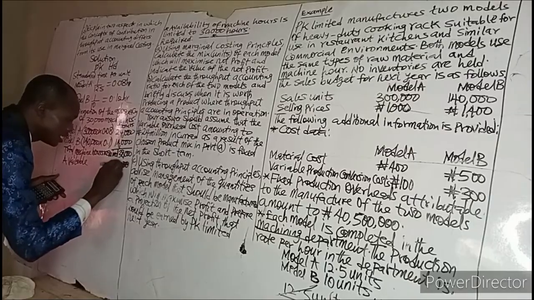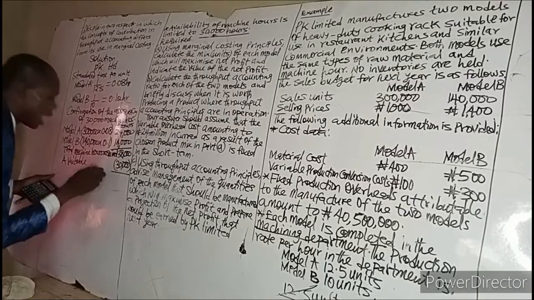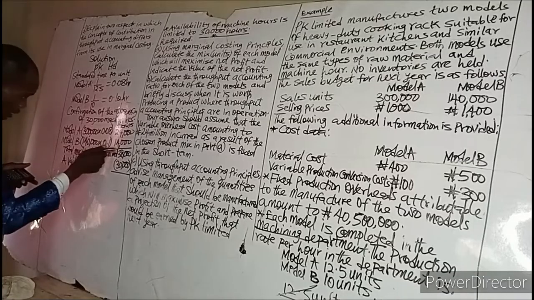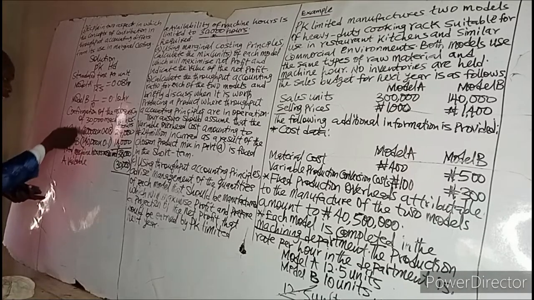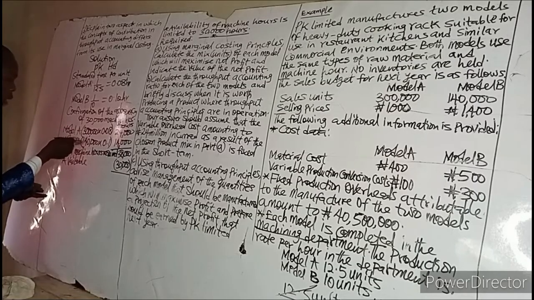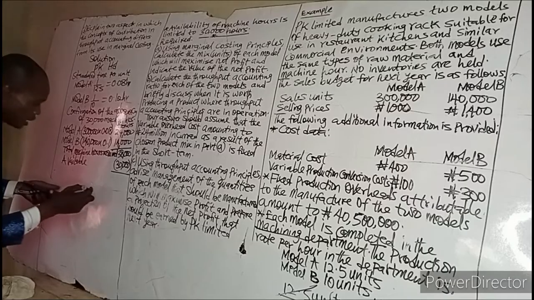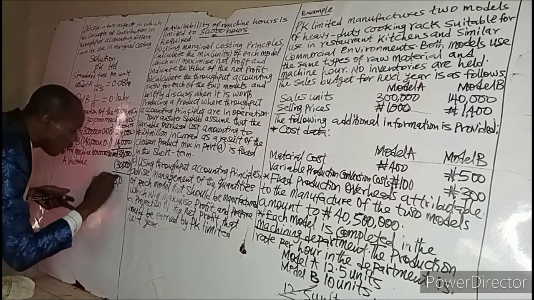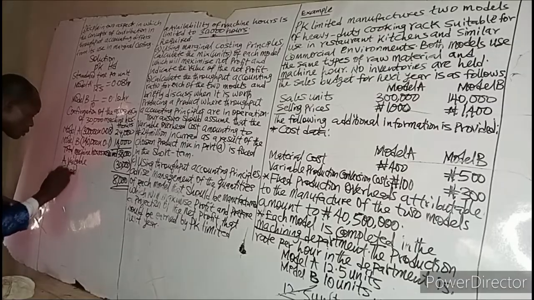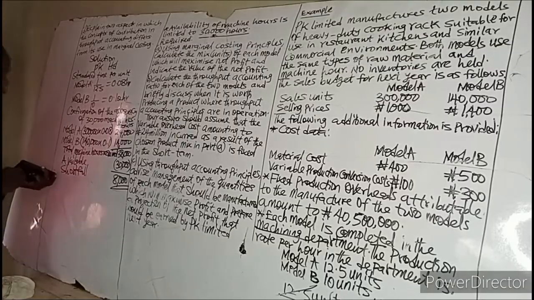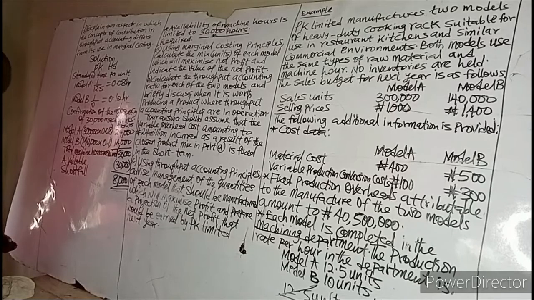Since 30,000 is available and 38,000 hours is required, that means the available machine hours will not be sufficient to produce 300,000 units of model A and 140,000 units of model B. So there is a shortfall of 8,000 machine hours. Therefore, machine hours is the limiting factor.